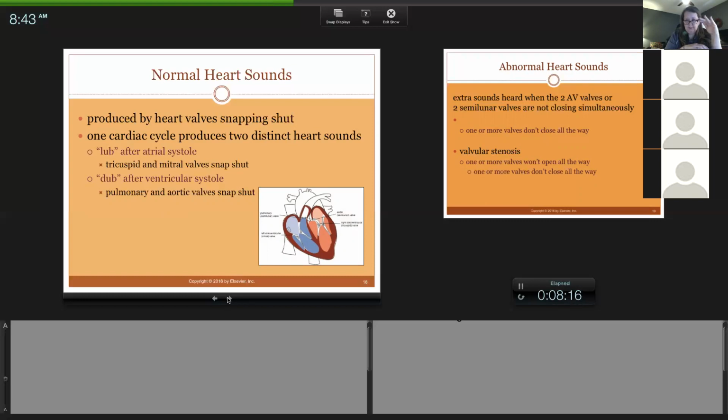What you're actually listening to are the valves. The sound, lub-dub, is made by the valves closing. So the lub, which is the first sound, happens after atrial systole. As the atria contract, they push blood, and remember, the valves have to open. After the blood goes through, those valves are going to snap shut. That's the lub. The dub is after the ventricles contract, and that's when the pulmonary and aortic valves open and shut. So it's lub-dub, lub-dub.